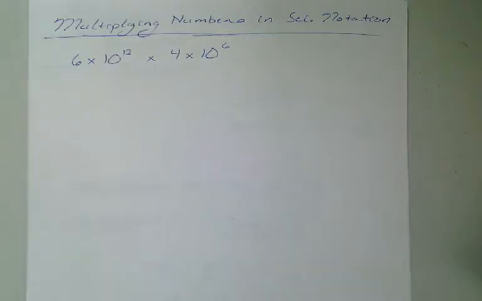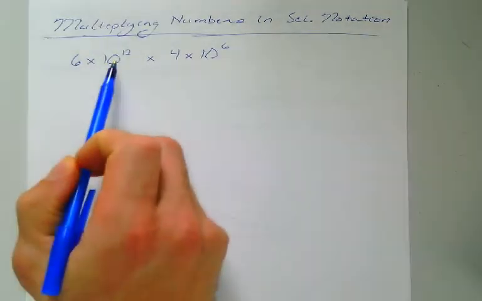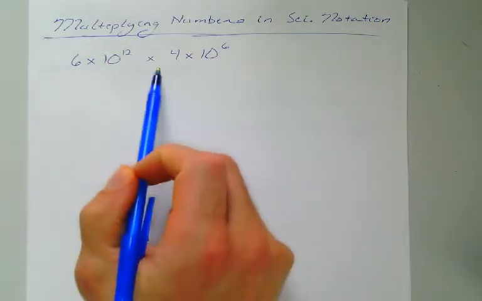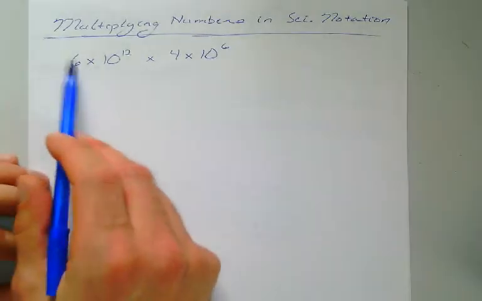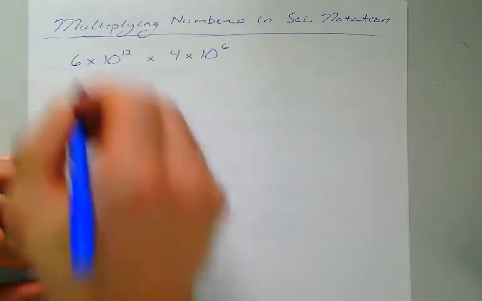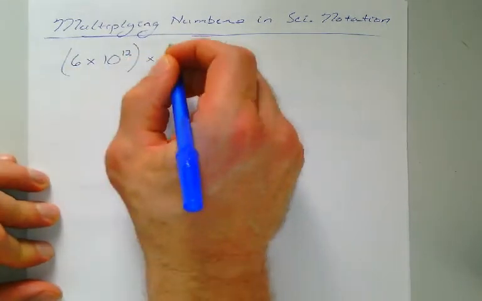All right, everybody, let's talk about multiplying numbers in scientific notation. I have an example here. We have 6 times 10 to the 12th times 4 times 10 to the 6. So we have two numbers written in scientific notation. Sometimes you'll see parentheses separating the two different numbers, like this.